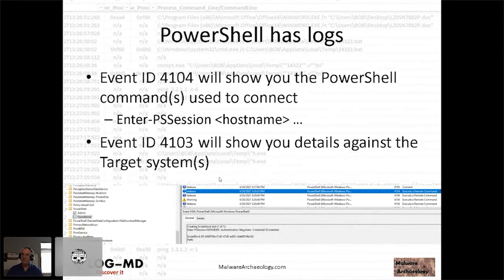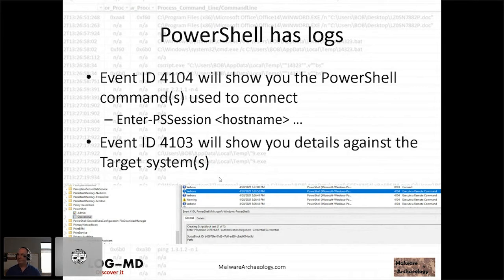PowerShell has logs as well. Event ID 4104, which is in PowerShell V5, 6, 7. Hopefully, at minimum, upgrade your stuff to PowerShell V5 with .NET 4.x. That's a requirement for older OSs, 7, etc., 2008 server. But a 4104 will show you the PowerShell blob. The 4103 will show you the details against the target system. So both of these event IDs are very powerful at determining what happened.